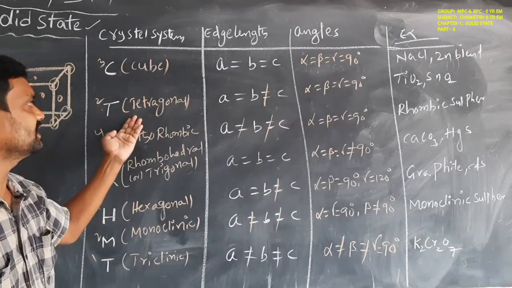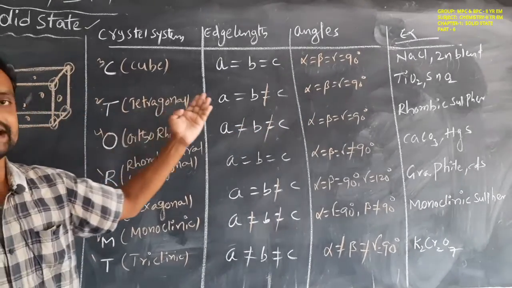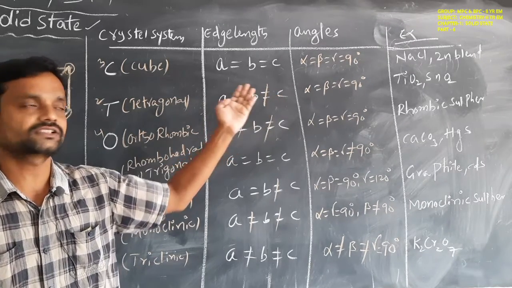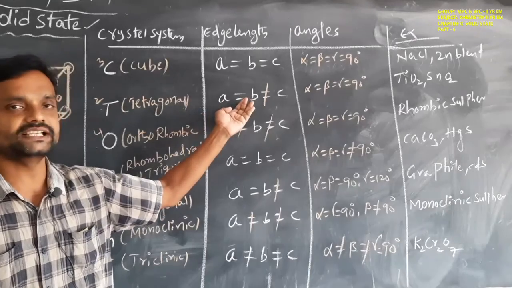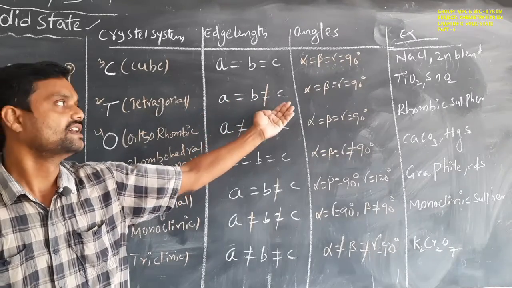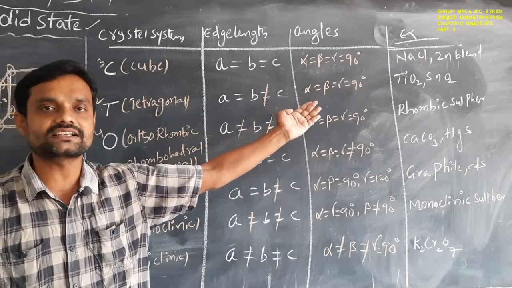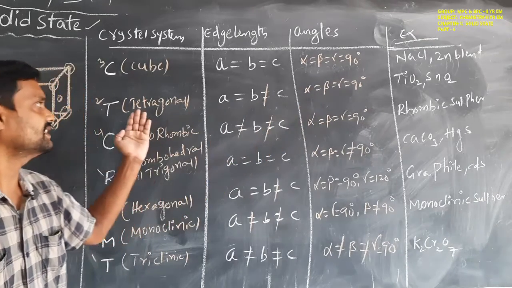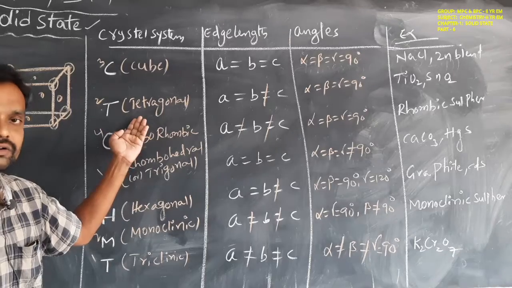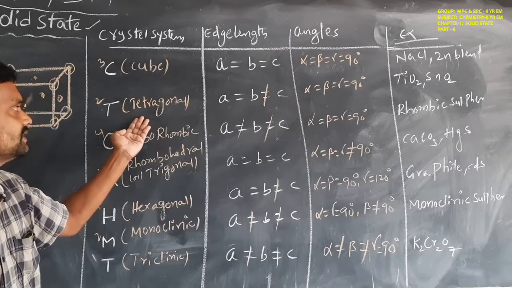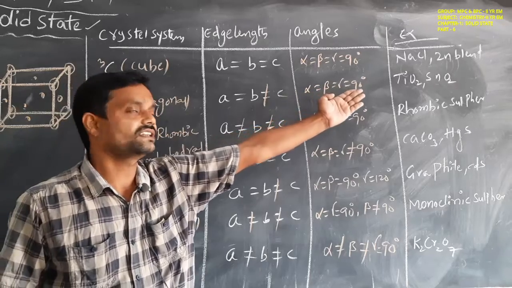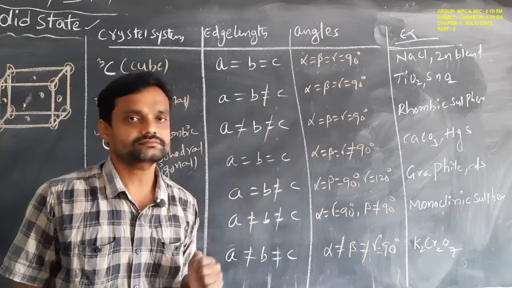Next, the second one is tetragonal, which means the a and b lengths are the same but the c length is different. So a equals b is not equal to c. Then alpha, beta, gamma angles are equal to 90 degrees. Then that is considered tetragonal. Examples of the tetragonal crystal system are titanium oxide and stannous oxide.